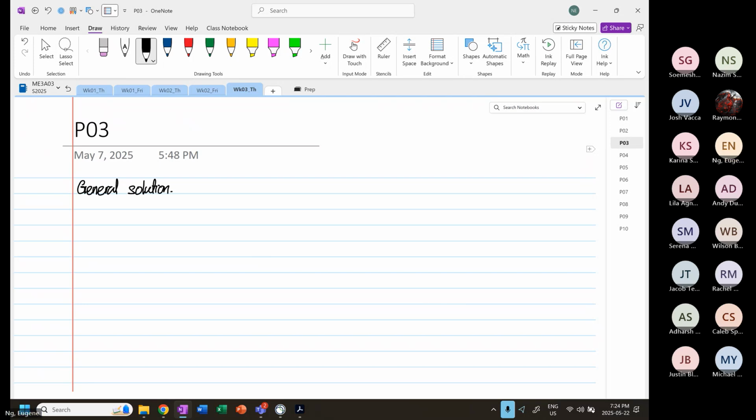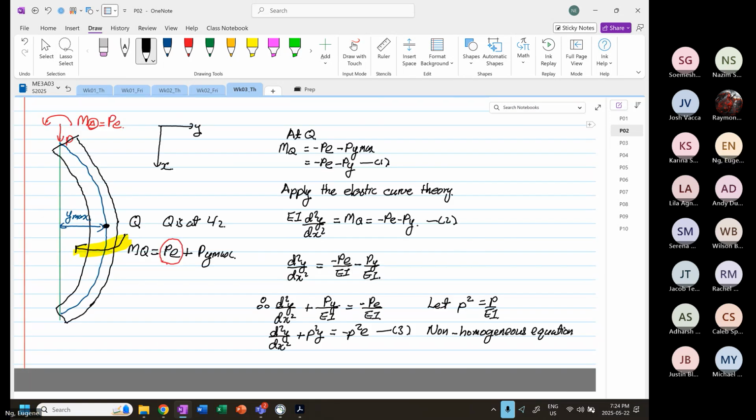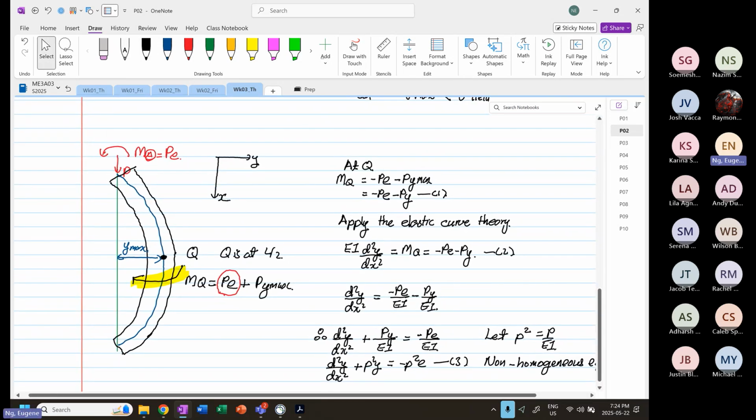will be y as a function of x is equal to A sin px plus B cos px. And because it's not equal to 0, we have to put minus e down here. So this is one of the general solutions. Okay. So from here, we are going to have boundary conditions.